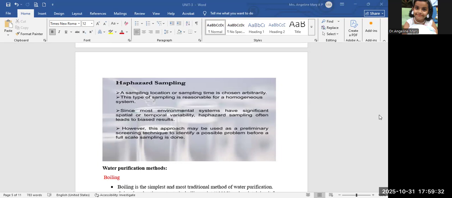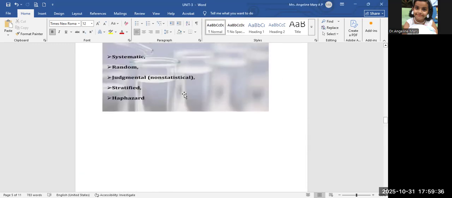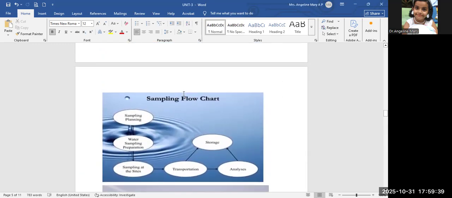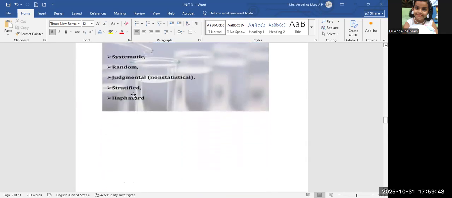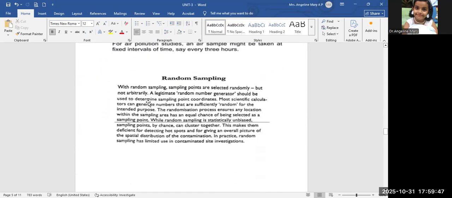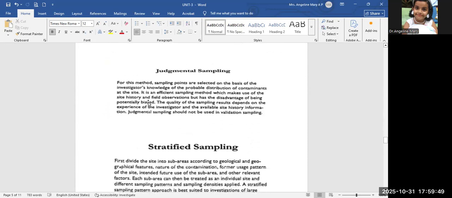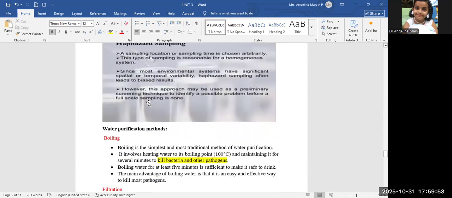So far we have seen the sampling methods. It is an important one. 10 mark questions: what are the sampling methods? We have to explain those 5 things, and those 5 things will be asked from the exam point of view. So kindly note it down, read properly, and get good marks.